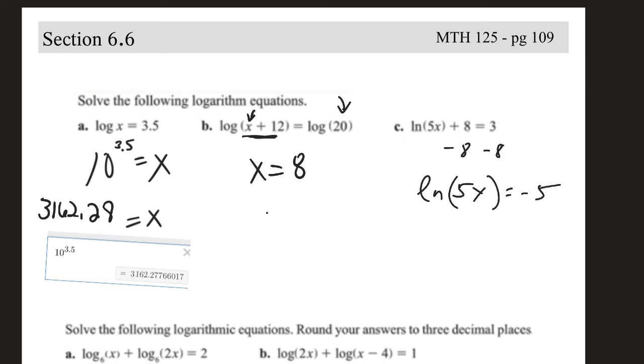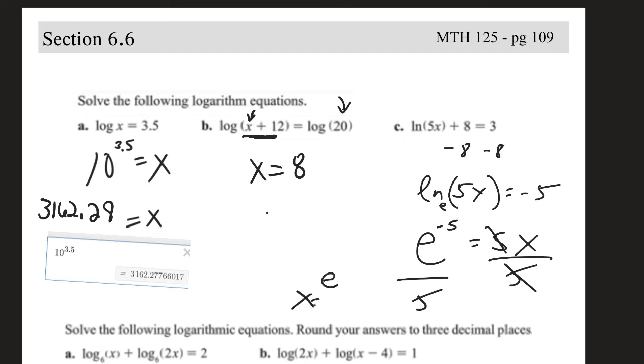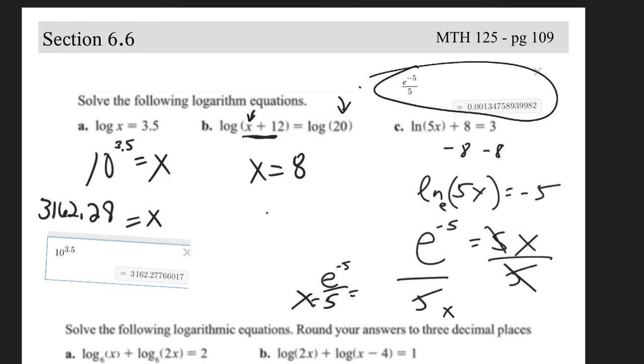And then I'm going to write this log in exponential form. So your natural log, base e, gets big, negative 5 comes here, 5x goes to the other side, and then I'm going to divide both sides by 5. In my calculator, I have e to the negative 5 over 5, which is 0.00135. Very small number.